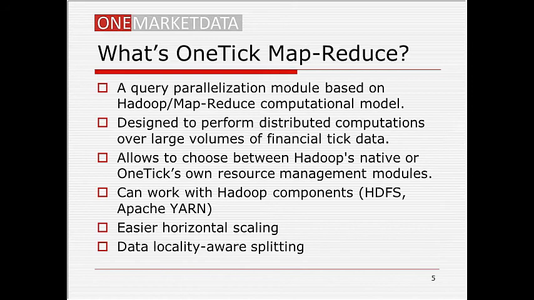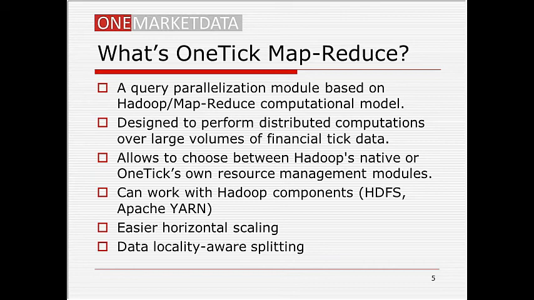Once you have a general understanding of Hadoop, MapReduce, and OneTick, that of course leads to the question, what is OneTick MapReduce? It is a OneTick query execution module based on the Hadoop MapReduce computational model. It allows OneTick databases to live within the Hadoop file system and queries to be parallelized and distributed in a Hadoop cluster. OneTick queries are inherently parallelized, making it a natural fit into the task model of MapReduce.